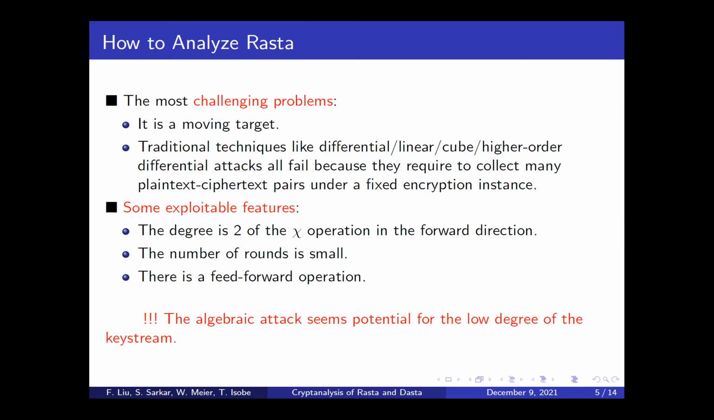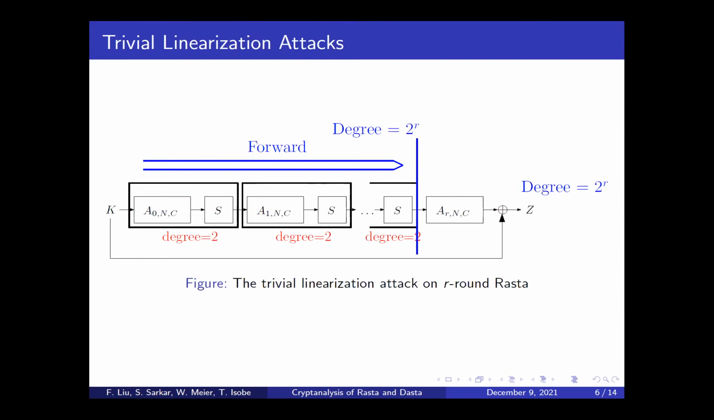However, there are also some exploitable features. First, the degree of the round function is very small, it's only 2. Second, the number of rounds is also very small. Third, there is a feed-forward operation, which implies a meet-in-the-middle style attack may work. The designers are obviously aware of these features. Indeed, they chose the parameters by considering the resistance against linearization attacks.